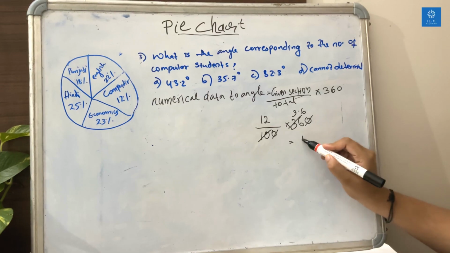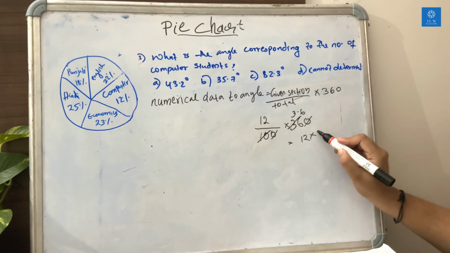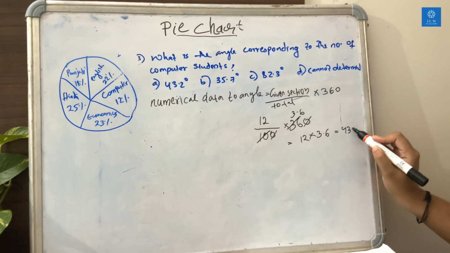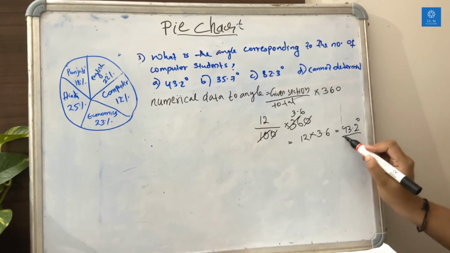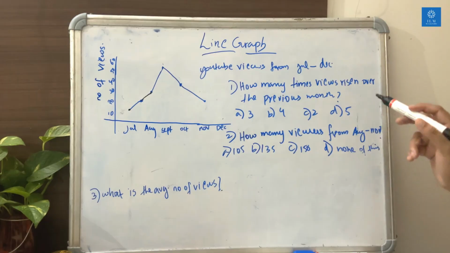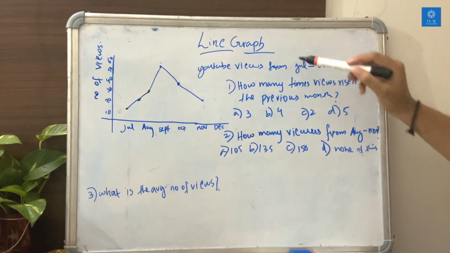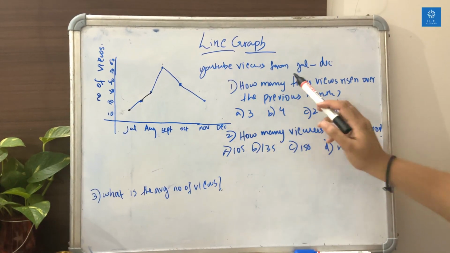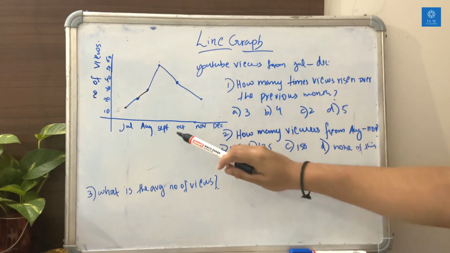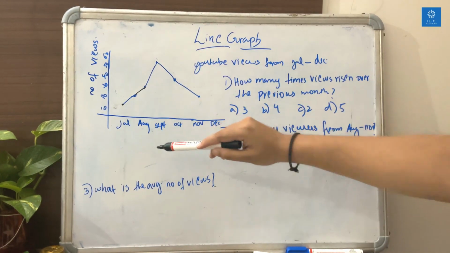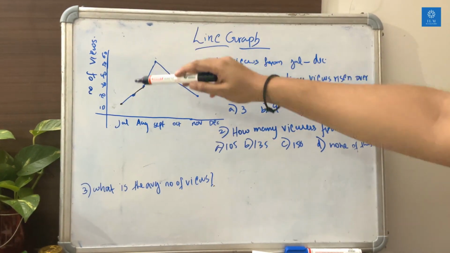So that will be 12 into 3.6, which is going to be 43.2 degrees. So the answer is option A, 43.2 degrees. Next we are going to discuss a line graph problem. A line graph is given about the YouTube views from July to December. Here months are given and here the views are given. It's in terms of thousands.